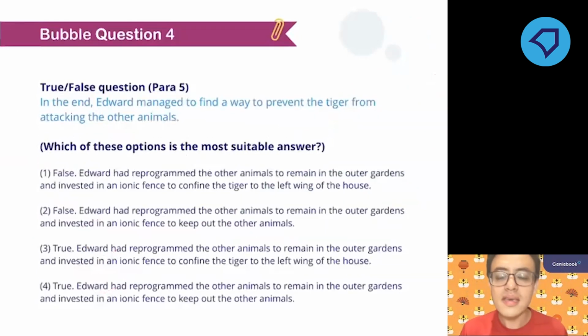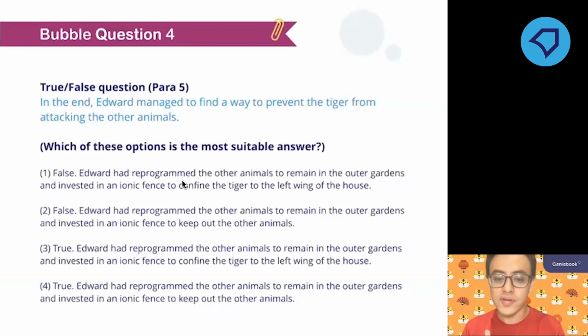Number 4. In the end, Edward managed to find a way to prevent the tiger from attacking other animals. Which of these options is the most suitable answer? Read very carefully this one. It's tricky, tricky, tricky. In 3, 2, 1. A lot of you got this question correct. Very good, 75%. The only problem is that the mistakes are spread apart, so I don't know which one to explain. Let's talk about the second highest, number 4. True, Edward had reprogrammed the other animals and invested in an ionic fence to keep out the other animals.